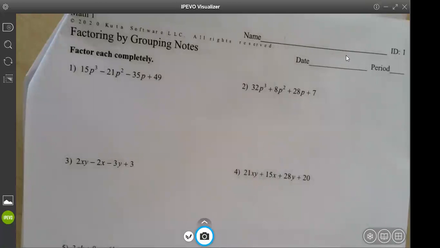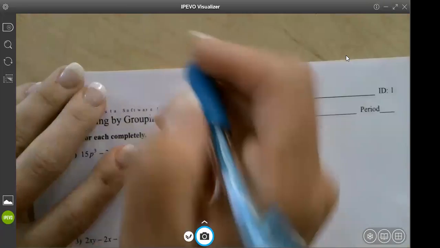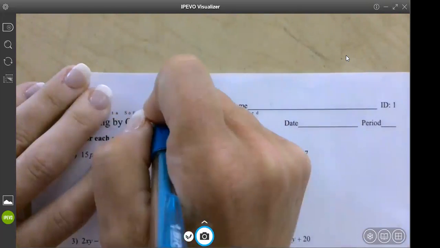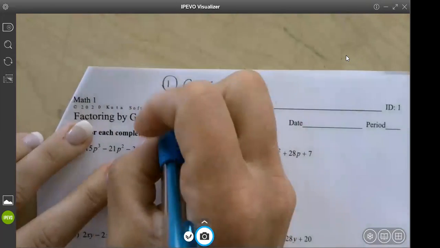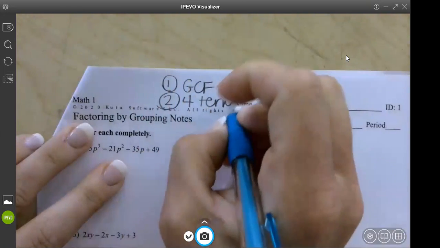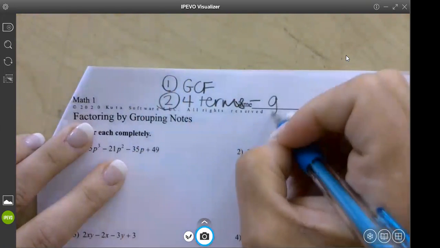We're gonna do factoring by grouping. So remember, our first step to factoring is always GCF. And then today we're gonna have 4 terms. You guys should have been ready to go.